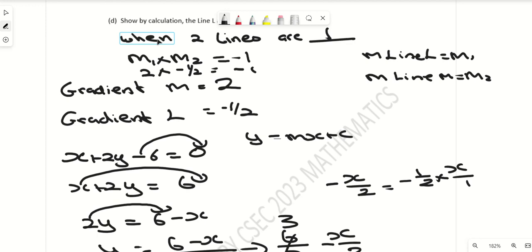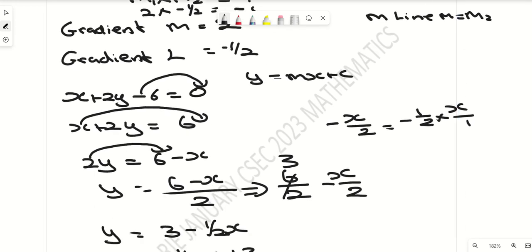You have to write the statement: when two lines are perpendicular, the gradient of one line multiplied by the gradient of your second line is negative 1. You know your gradient of M is 2. You find your gradient of L is minus a half. And when you multiply them, you're supposed to get negative 1. This is one of the methods to do that.